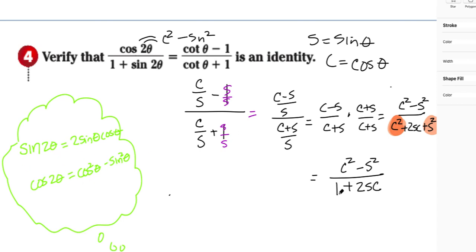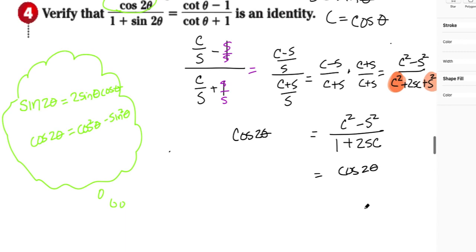Right now it's starting to look good because cosine squared theta minus sine squared theta is indeed cosine of 2 theta. Let me get back to my black pen. So that is cosine of 2 theta. It's exactly the same thing. So I literally can write that down. Oh, by the way, this is cosine 2 theta.